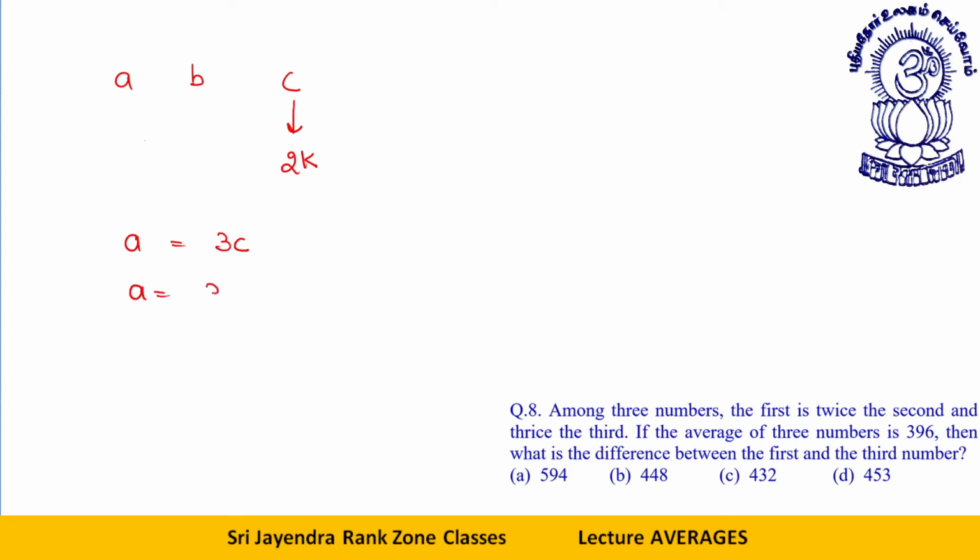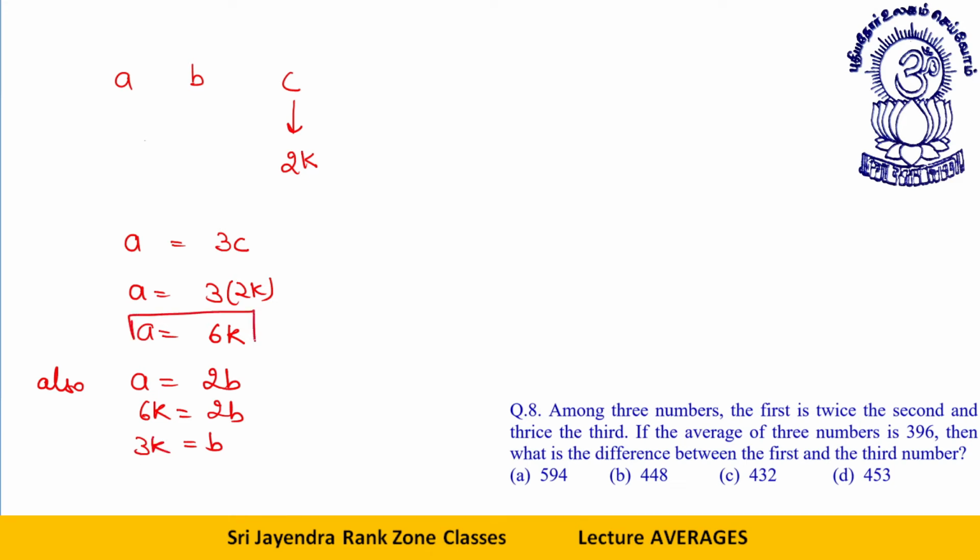That way A will become 3 into 2k. A becomes 6k. Also A is equal to twice the second, A is equal to 2B. That way 6k is equal to 2B. B is equal to 3k. I don't know what is being asked, I'm just solving it. Okay. This is A, 6k. B is actually 3k. C is 2k.